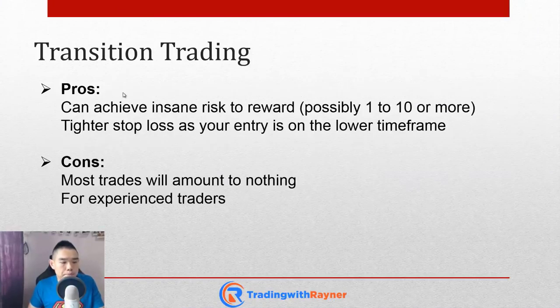So pros and cons, right? You can achieve insane risk to reward on your trade, possibly 1 to 10 or more. The reason is that your stop loss is tight because you're timing your entry on the lower time frame. The downside is that most trades will amount to nothing. You hit your 1-to-1 on half of the position, and the remaining half just gets stopped out at break even or for a loss.